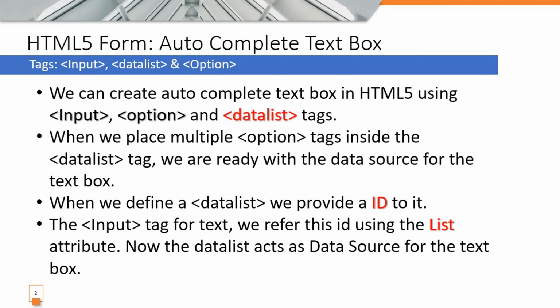So once a text box is linked to this datalist, the datalist knows what text needs to be presented in the text box. Once users start typing, the content will be filtered from this datalist, and that will act as an autocomplete. Once we go to a demo, you will come to know what autocomplete is.